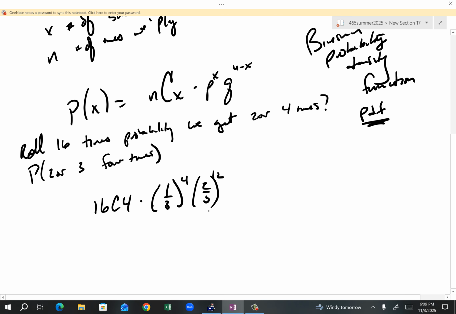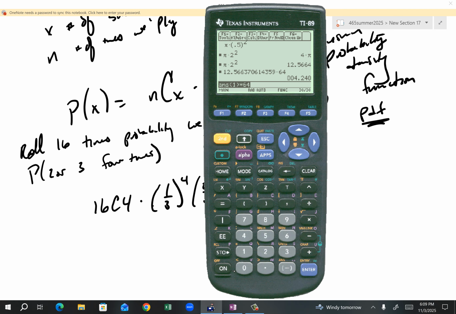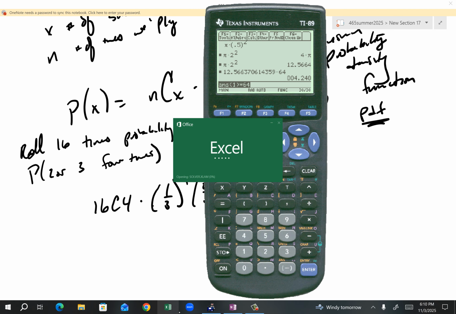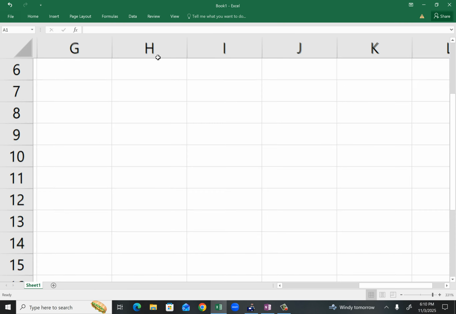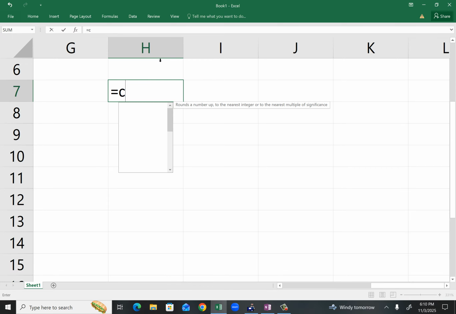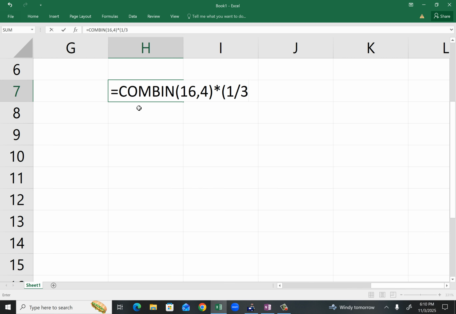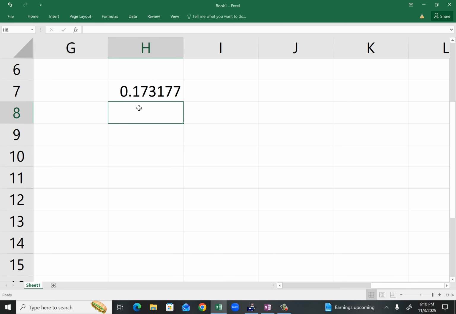How do I know it's 12? Because I had to lose the rest of the times. You see that? Silly goose. Now, on your calculator, I'm going to use Excel or Google Sheets. Either one. It's all the same, bro. So I'm going to go equals combin 16 comma 4, and then times parentheses 1 divided by 3, parentheses to the 4th power, times parentheses 2 divided by 3, parentheses to the 12th power. Bam! 17% chance of happening, bro.